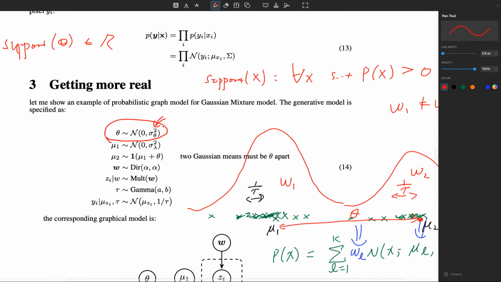Can anyone tell me what this one is called? In terms of the graphical model, this sigma theta is a fixed hyperparameter, not a random variable. You need to be very careful, because some people use that as a random variable. If you do, you need to define another distribution for it, and then you can keep on going.